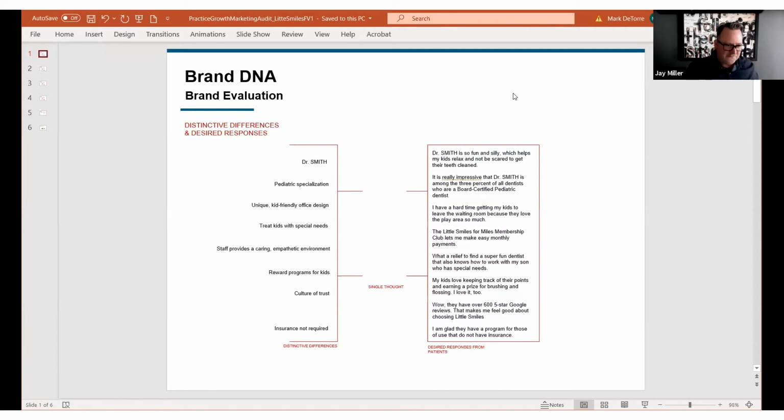This is this particular practice's distinctive differences. In this case, Dr. Smith himself was unique because he was fun and silly, which helps the kids relax and not be scared to get their teeth cleaned. And that's the desired response we're looking for. We keep going through those lists of different distinctive differences, putting ourselves in the shoes of the audience and responding to those distinctive differences. The items on the right are those responses that you want the patients to have, or you think they should have, relative to those distinct differences.